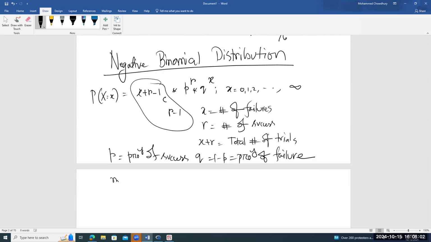What is the mean? Mean equal to RQ over P, and variance equal to RQ over P square.